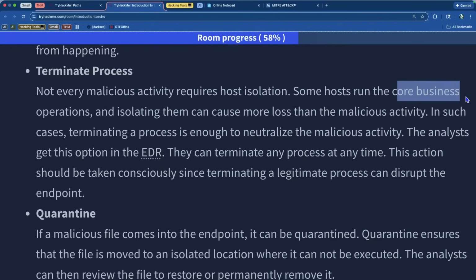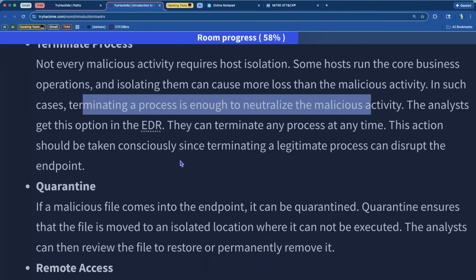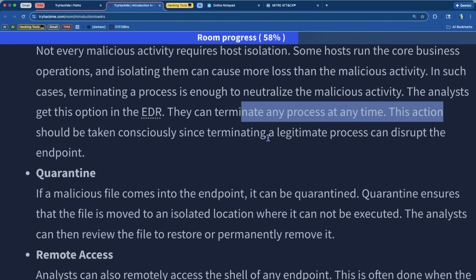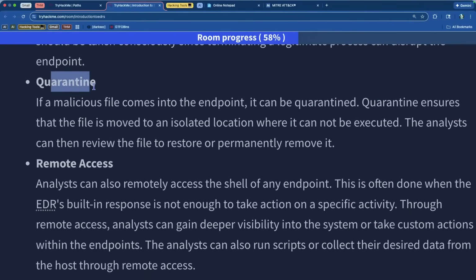So some hosts run core business operations, and isolating them can cause more loss than the malicious activity itself. Fine, fair enough, I guess. So in such cases, terminating a process is enough to neutralize the malicious activity. The analyst gets this option in the EDR. They can terminate any process. Okay.